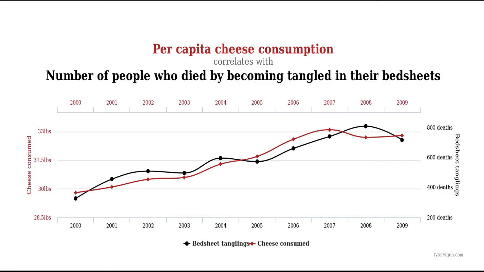So in the case of our cheese consumption, it is not the case that the more you eat, the more likely you are to become tangled in your bed sheets and die. There is no relationship. This is what we would call a spurious correlation. Yes, they seem to be moving in the same direction, but actually there's no real underlying reason. It's just sort of the natural order of things, but eating cheese does not lead to death via tangled bed sheets. So we see a correlation, but it's kind of nonsense, right? There's no meaning behind it.